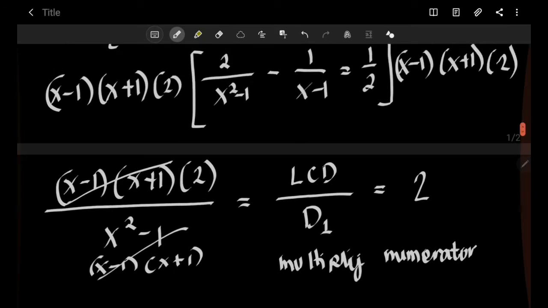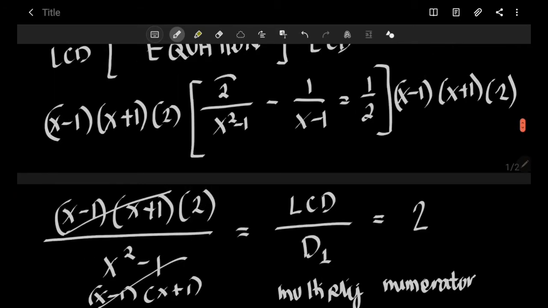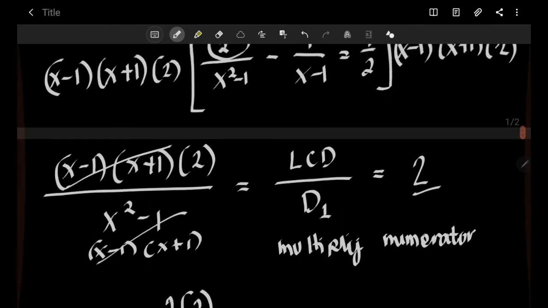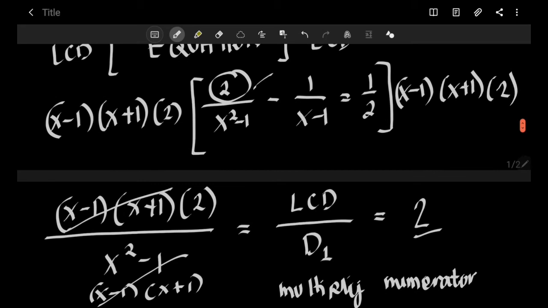Okay, ano ba yung numerator mo? Positive 2. So, ibig sabihin, you will have 2 multiplied by 2. So, ito yung galing dito, at yung 2 na to ay galing dito sa iyong numerator.